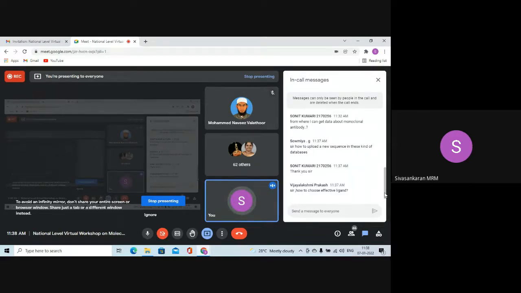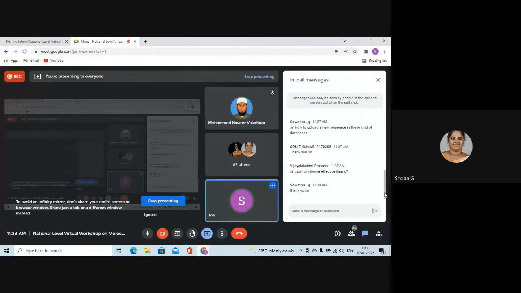How to choose the effective ligand? Basically, there's lead optimization. It should have a low molecular weight, and it should not cause any side effects. It should have good binding properties with the proteins we are targeting. The low molecular weight is the first criterion we need to check for an effective ligand.